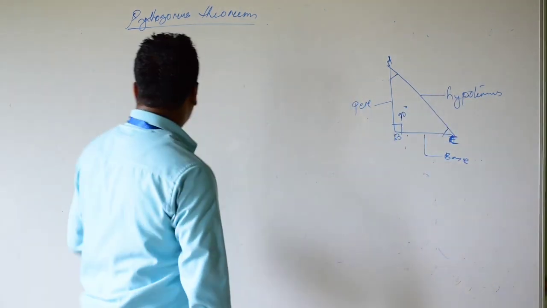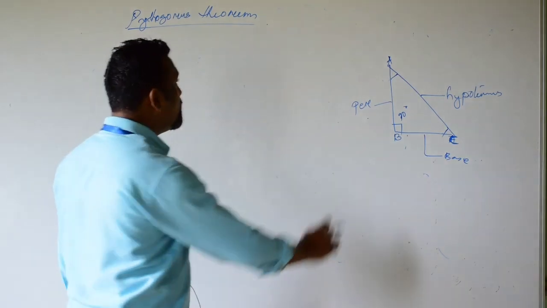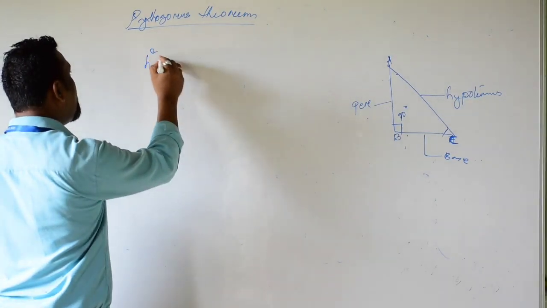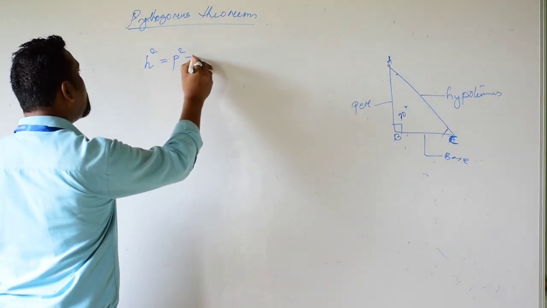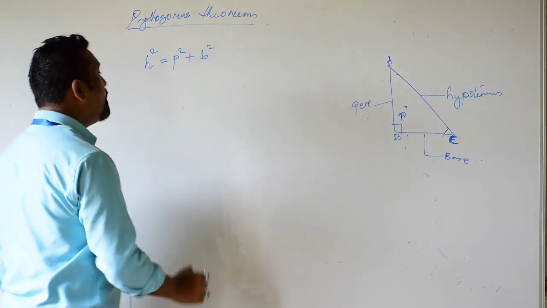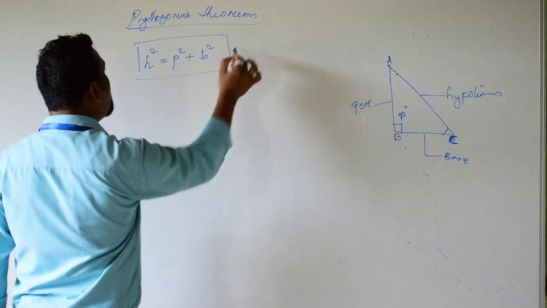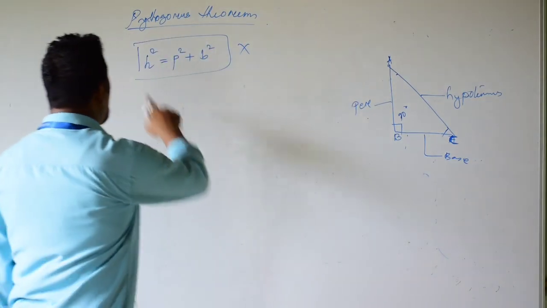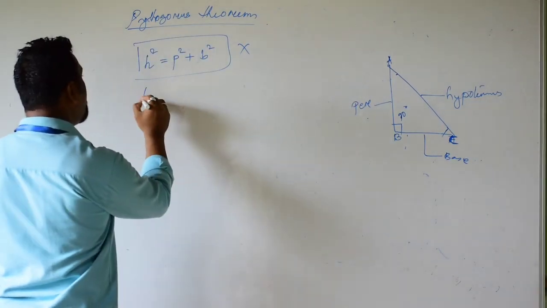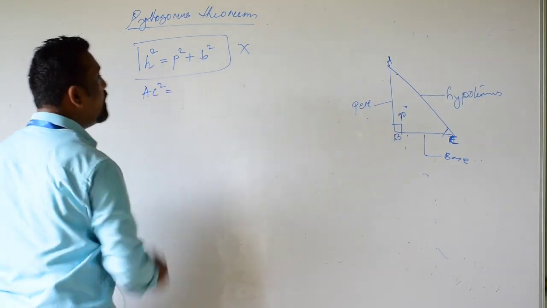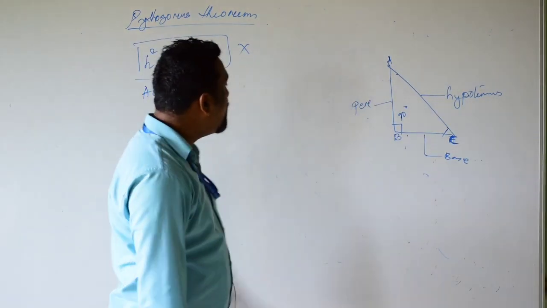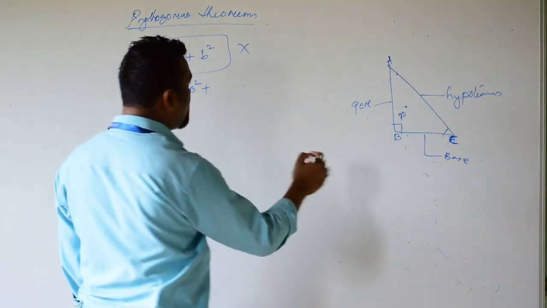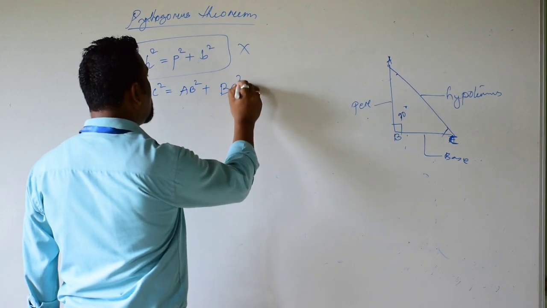So now the Pythagoras theorem of a right triangle. The Pythagoras theorem is: hypotenuse square is equal to perpendicular square plus base square. But we don't write it in this way. We denote them with the help of the sides. Like the hypotenuse we have here, that is AC. AC square is equal to perpendicular square, that is AB square, plus base square, that is BC square.